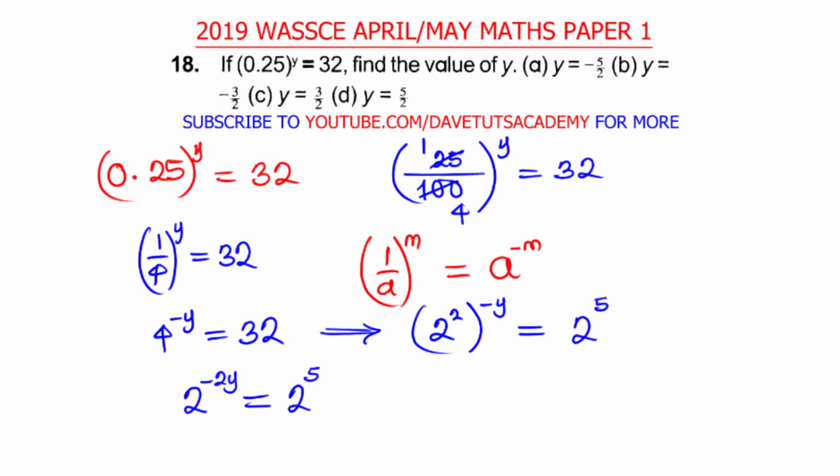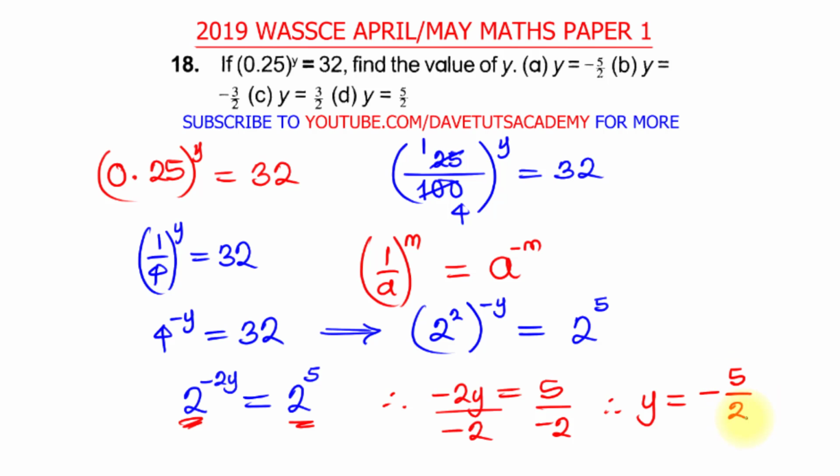Now, this is the beauty of indices. Since the bases here are equal, definitely the power must be equal. So we therefore have that minus 2y is equal to 5, and if we divide both sides by minus 2, then y will be minus 5 over 2, because here on the left hand side minus 2 will cancel out and we have only y remaining, and on the right hand side we have minus 5 over 2.